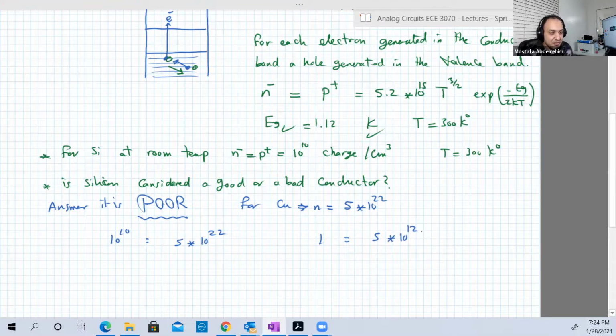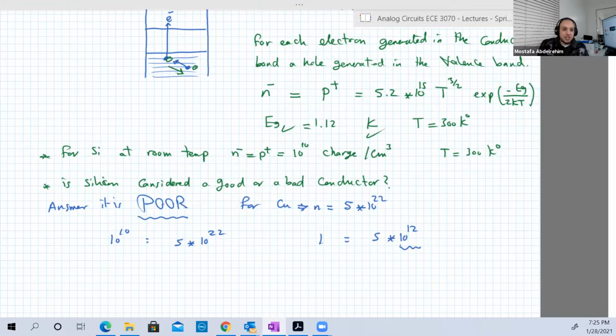That means for each carrier in the silicon that contributes to the current in a centimeter cube, there are 5 trillion electrons or carriers that contribute to the current in copper. A trillion is 1,000 billion. That's why silicon is really a poor conductor. It's a conductor, but it's very poor compared to copper. And we have a similar situation with aluminum as well.